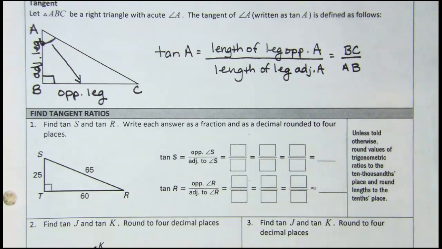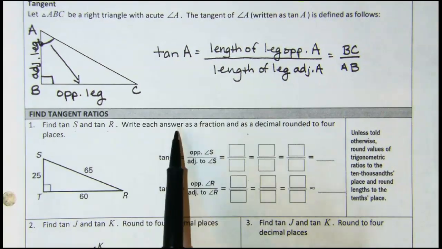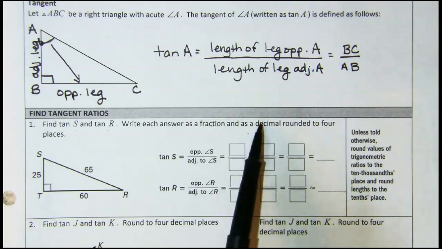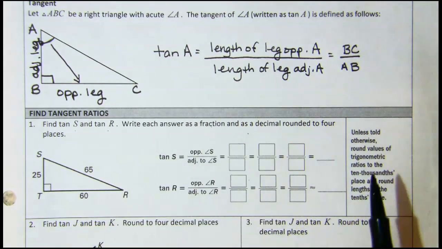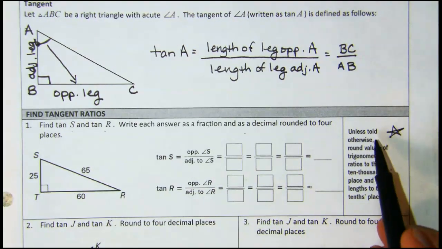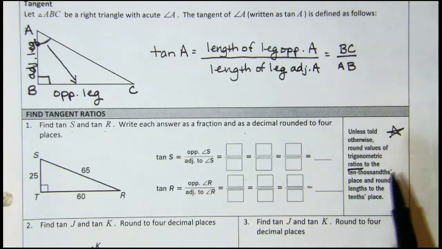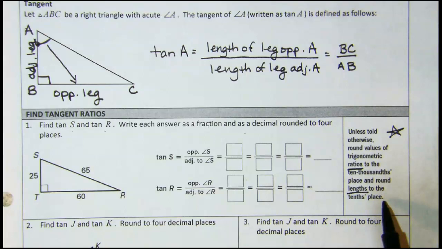It says find tangent ratios. Find tangent S and tangent R. Write each answer as a fraction and as a decimal rounded to 4 places. Now, focusing on the 4 decimal places, this is very important. Unless you're told otherwise, you are always going to round the trigonometric ratios to the 10,000th place, and you are going to round lengths of the legs to the 10th place. So this is going to be the rule that we always use, and I will always try to remind you of this rule. But if I don't, you have to follow this guideline.